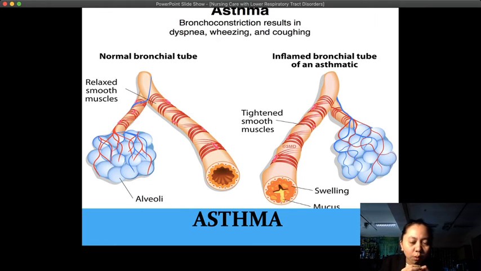Yan. So, all the more na nagkaka-difficulty of breathing, kasi lumiliit pa yung daanan ng air, may mucus pa sa ilalim, okay? Nag-inflame pa. Right. So, asthma.